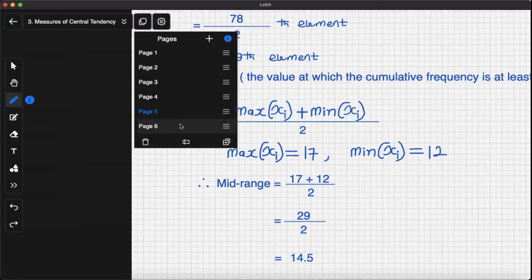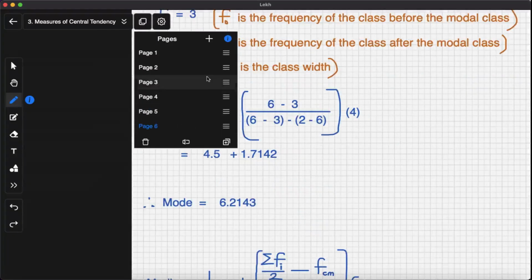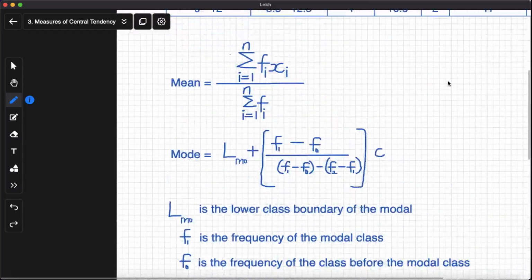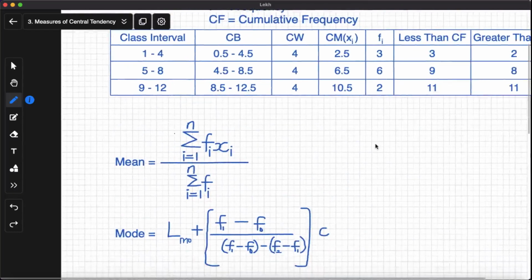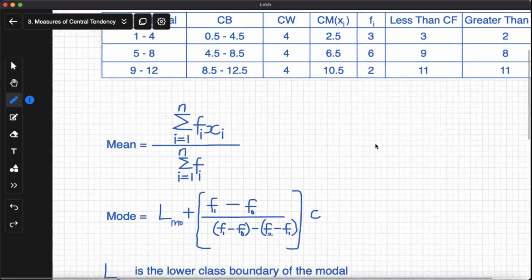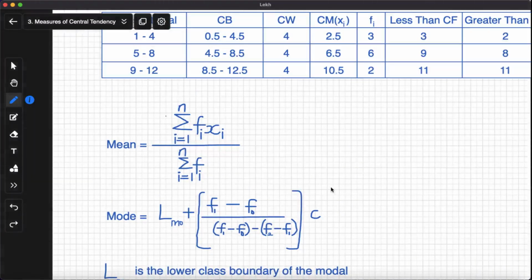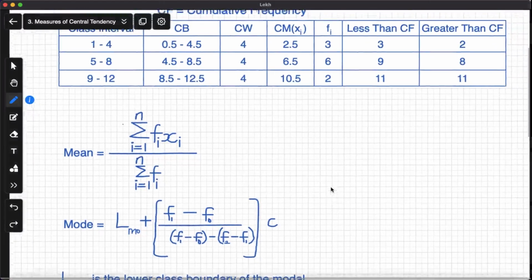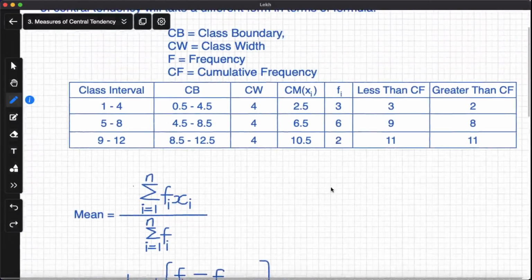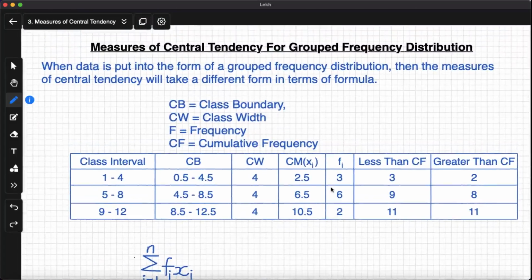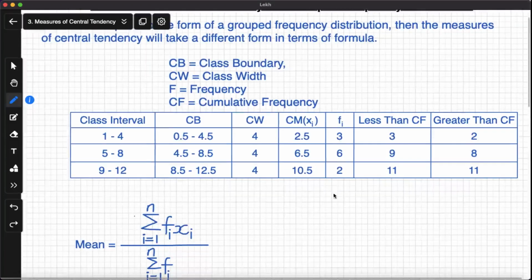So let's look at when you have a grouped frequency distribution. That one was an ungrouped frequency distribution. Now the formula for your grouped frequency distribution is something like this. Bearing note of all that you have up there. Now this is class width, class boundary, class interval, class mid-mark, frequency.